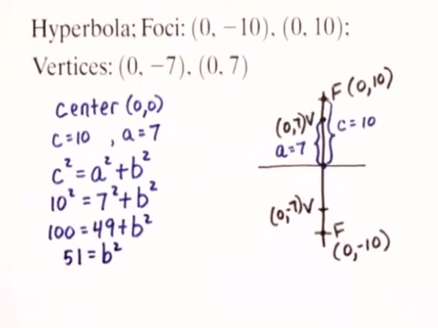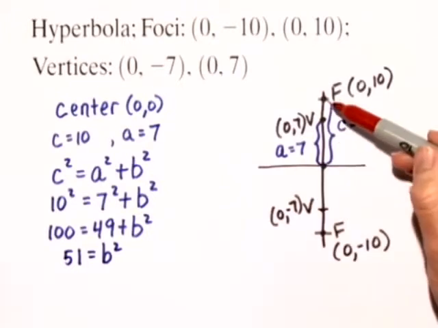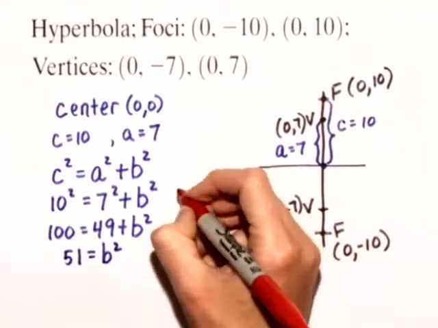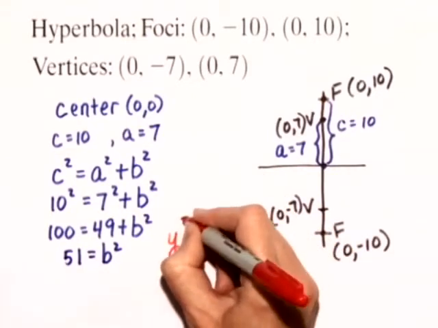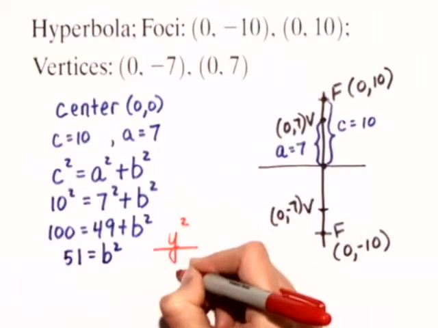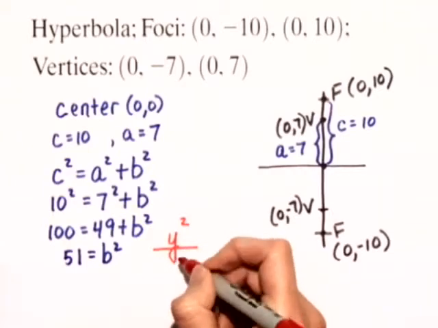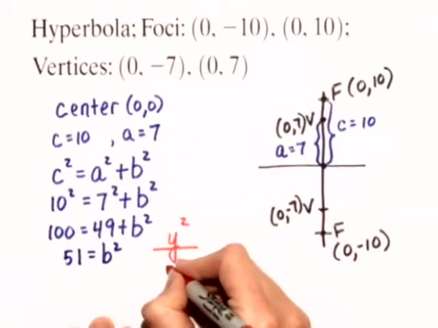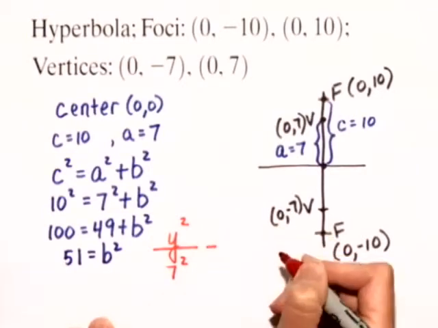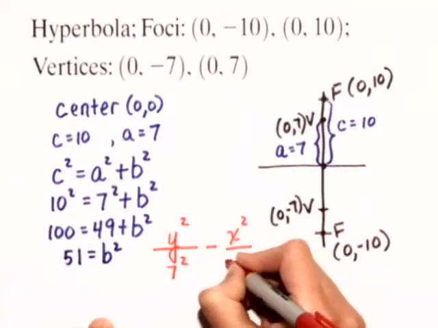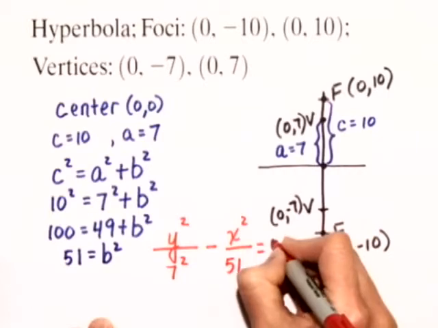of this hyperbola. We know that the y squared term will come first because the transverse axis is the y-axis. The transverse axis always has the vertices and the foci on it. So the y squared will come first in this case, and our equation will be y squared over a squared, always comes first in a hyperbola under the positive term. So a squared, well, a is 7, so we have 7 squared. There's always a minus sign. We have x squared over b squared, so b squared is 51, and that's equal to 1.